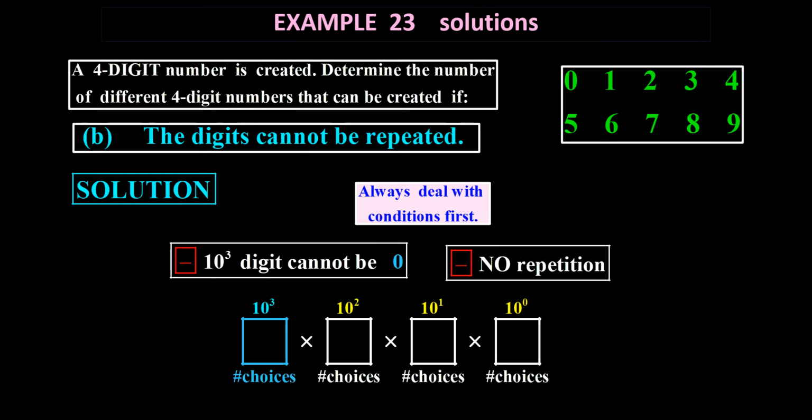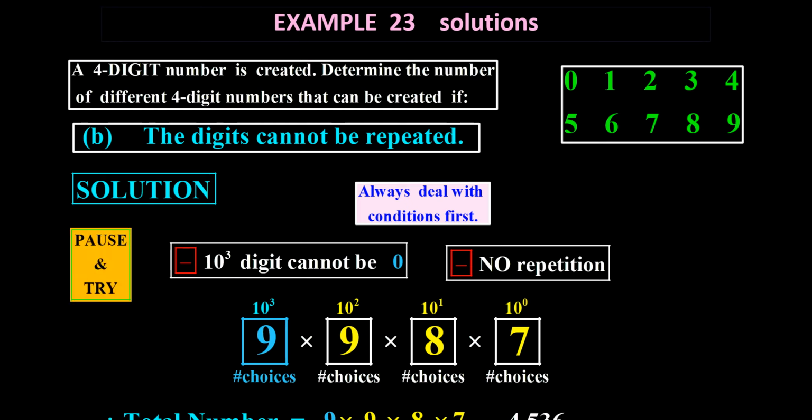So let's start with the first. I cannot use a 0 there. So there's only 9 options. How many numbers have I used up? I used up 1. So how many do I still have left? That's right, still have 9. How many have I used thus far? 2. So I have 8. So I've used up 3 of the numbers. So I still have 7. So if digits cannot be repeated, I have 9 times 9 times 8 times 7. And that gives you 4,536.